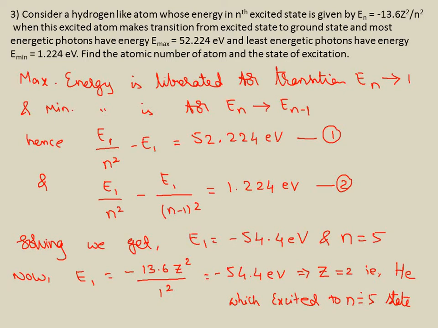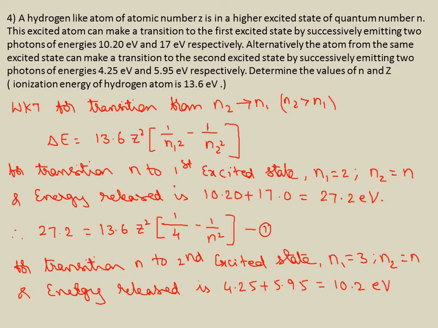Right. Now let's look at the next one. A hydrogen-like atom of atomic number Z is in a higher excited state of quantum number n. This excited atom can make a transition to the first excited state by successively emitting 2 photons of energies 10.2 electron volt and 17 electron volt respectively.